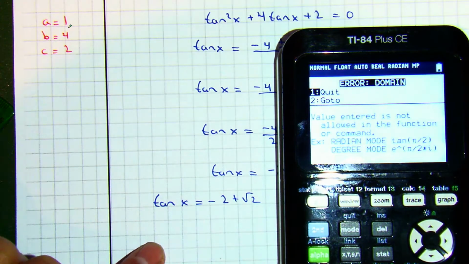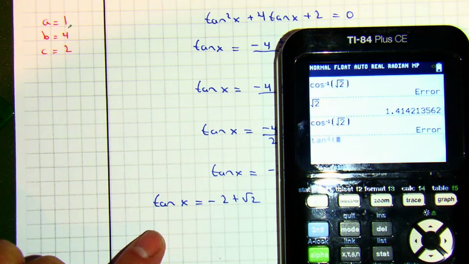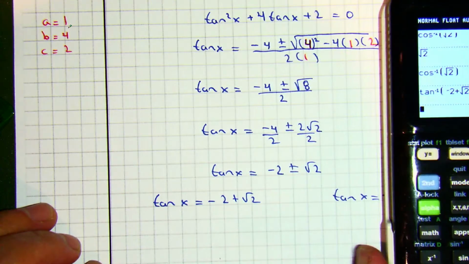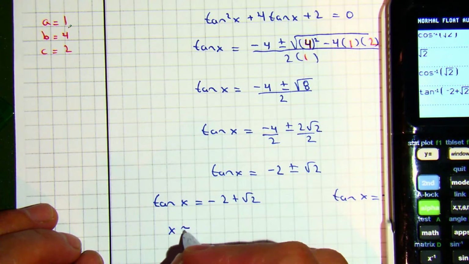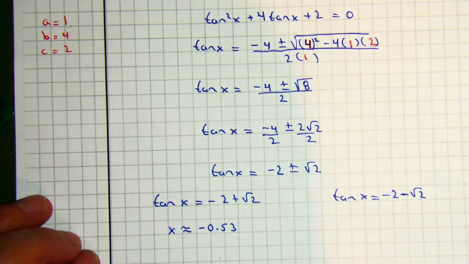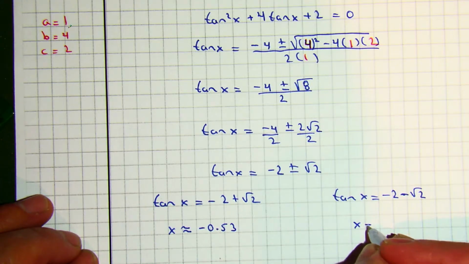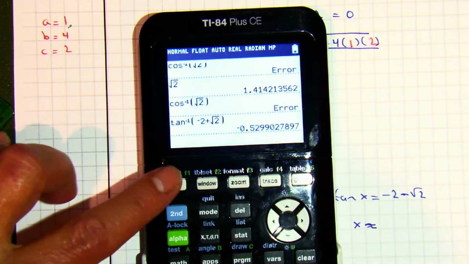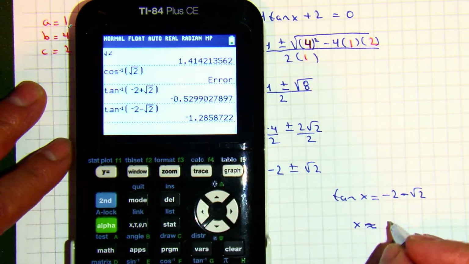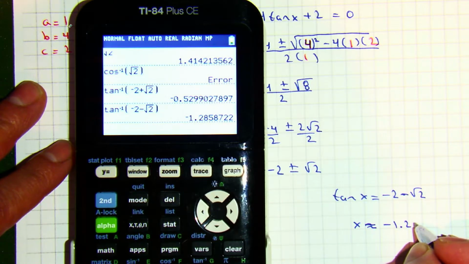So I'm going to take the inverse tangent of -2 plus the square root of 2. And that's going to give me x is approximately -0.53. And x is approximately, I'm going to do my second entry, change that to a minus, -1.29.